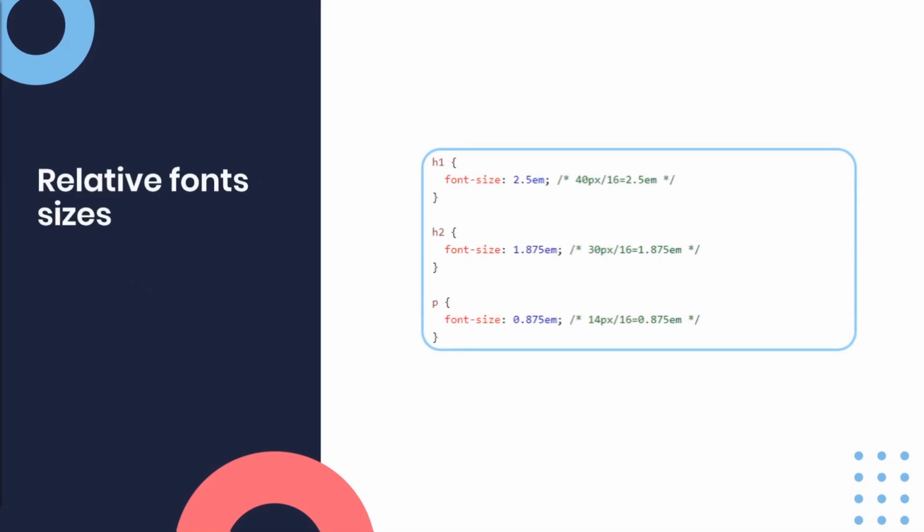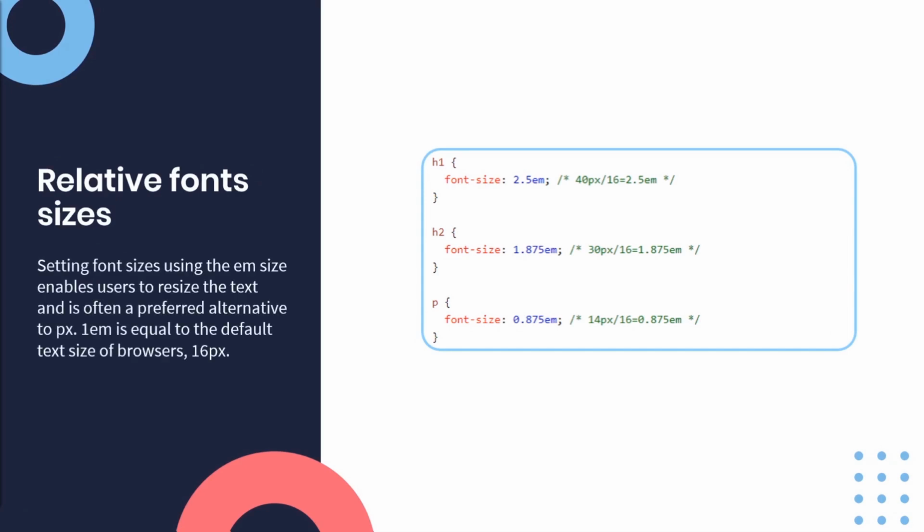Now, on the other end of the spectrum, we also have relative font sizes. And here things work slightly differently. There's actually a formula to this. So when setting font sizes using the EM size, instead of pixels, it enables users to resize the text depending on their device. So the value is not hard-coded as it is when using pixels, for example. So 1 EM is essentially equal to 16 pixels, and that's how we can convert these values.